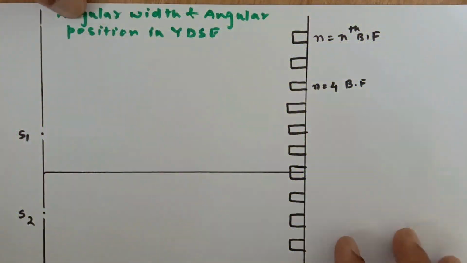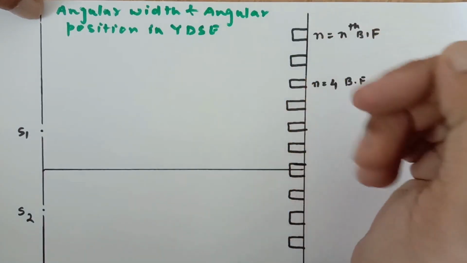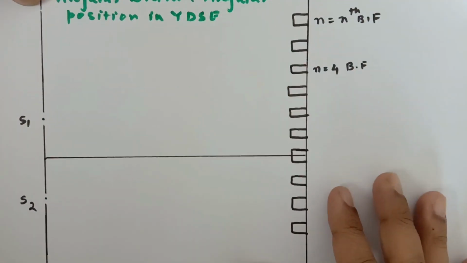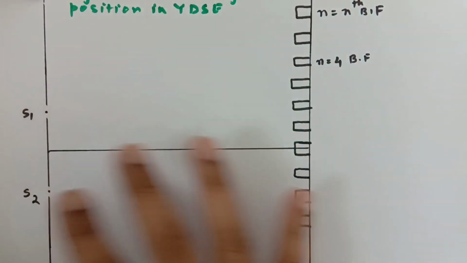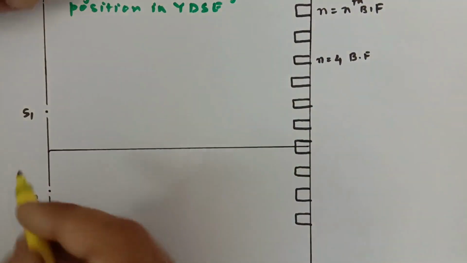In this video lecture, we are going to understand the angular width and angular position of the dark and bright fringes in case of Young's double slit experiment. Please note that this figure is not exactly to the scale. So here S1 and S2 are the slits, and this is the midpoint.